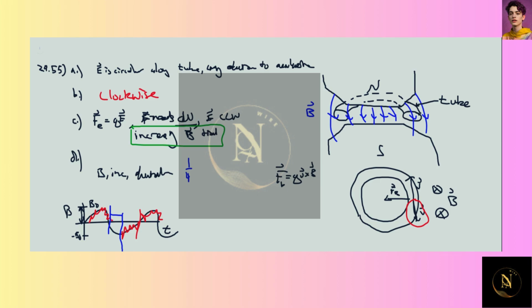So therefore, that's why the electrons can only be accelerated during a quarter of the cycle, as it said, because the magnetic field is only increasing and downward for a quarter of the cycle.